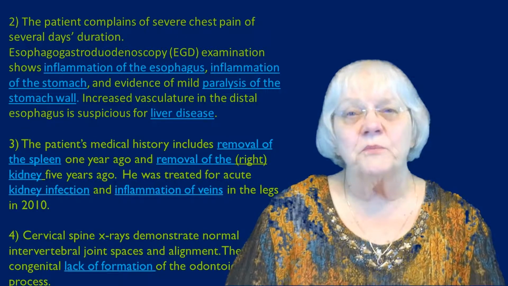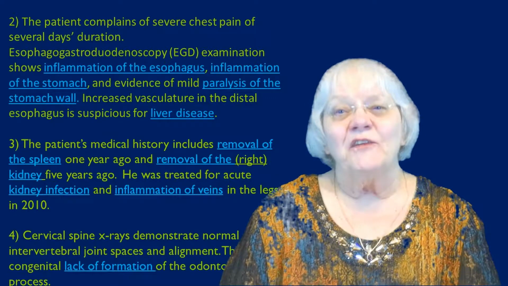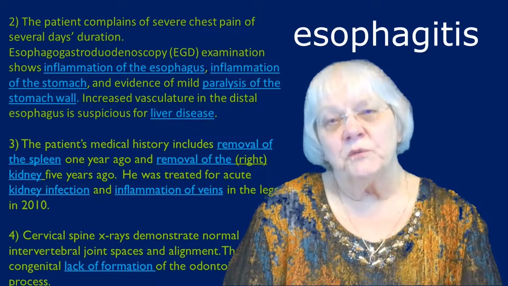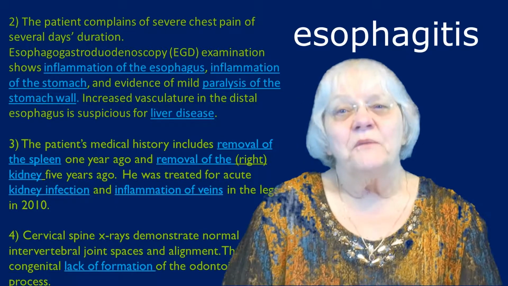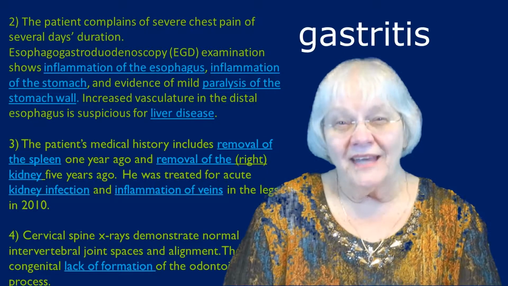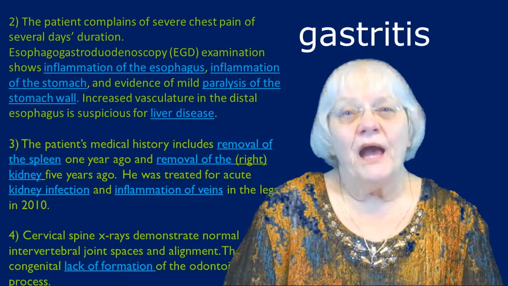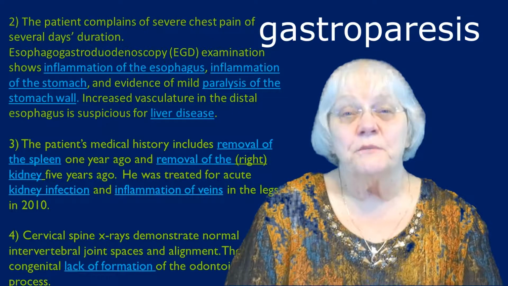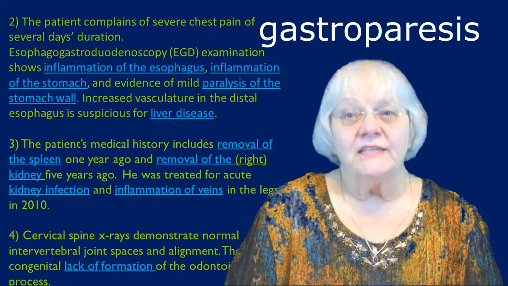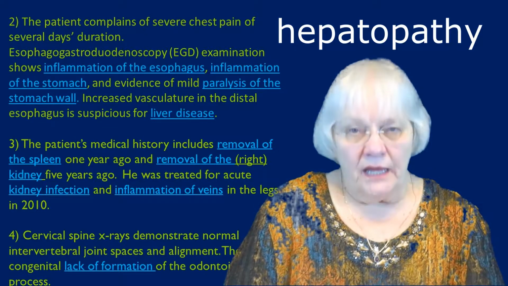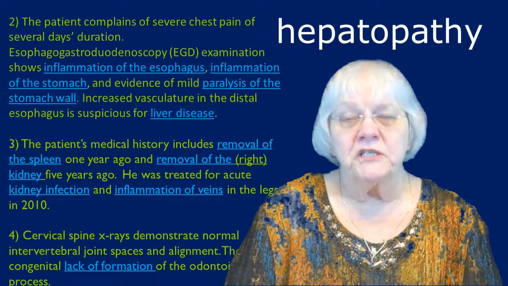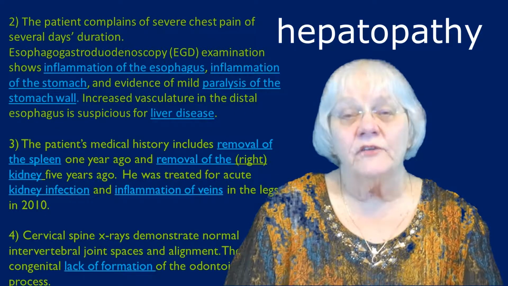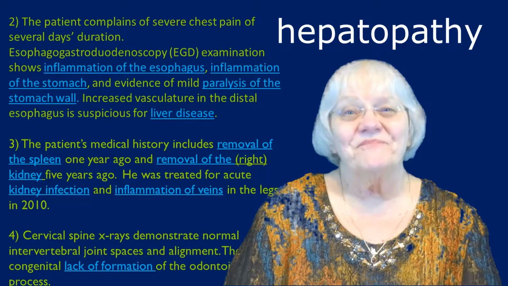On the next page, we see a patient has had esophagogastroduodenoscopy. Thank goodness we abbreviated EGD. And on EGD examination, the patient was shown to have inflammation of the esophagus, which would be esophagitis. The patient had inflammation of the stomach, gastritis. The patient had mild paralysis of the stomach wall, which is called gastroparesis. Paresis meaning paralysis. Okay. The person had increased blood vessel formation in the esophagus, which, believe it or not, indicates liver disease, and the word for liver disease would be hepatopathy. Okay?